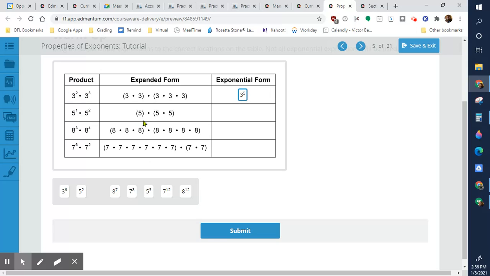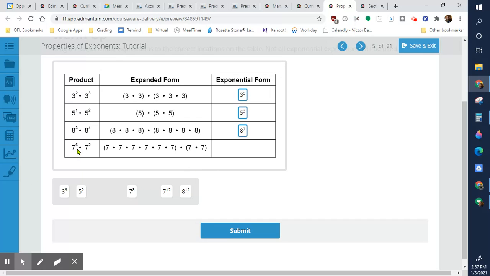So this one, we're going to have 5 to the 1 times 5 to the 2. Oh my gosh, my brain is still on break mode. 5 to the 1 times 5 to the 2. So we're going to do 5 to the 3, where we have 3 5s. So this one, same thing. We have 3 and 4. So if I counted these, there should be 7 of them. So we have 8, or we have 7 eighths. So 8 to the 7th power.